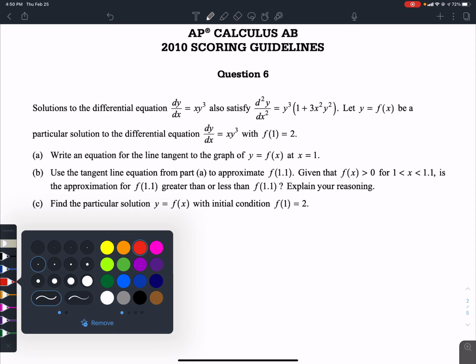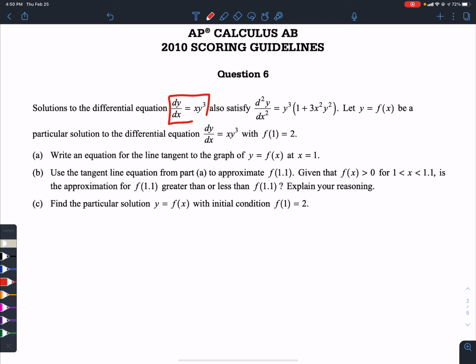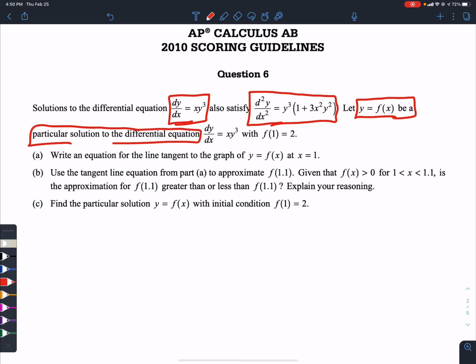So what do they give you? They give you a differential equation here. And they are nice and they give you the second derivative. And then they tell you f of x is a particular solution to the differential equation. So that function is one of many solutions, but it's the one specifically that goes through 1, 2. Meaning, if you put f of x in for that y and in for that y, this would be a true equation. So that's what it means to be the solution.